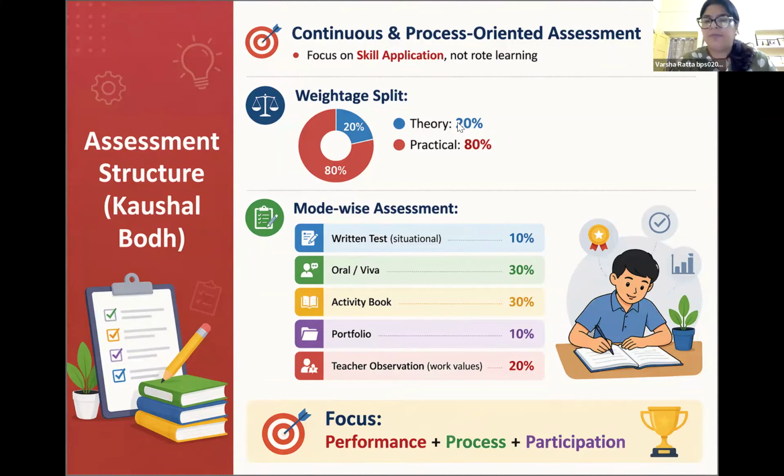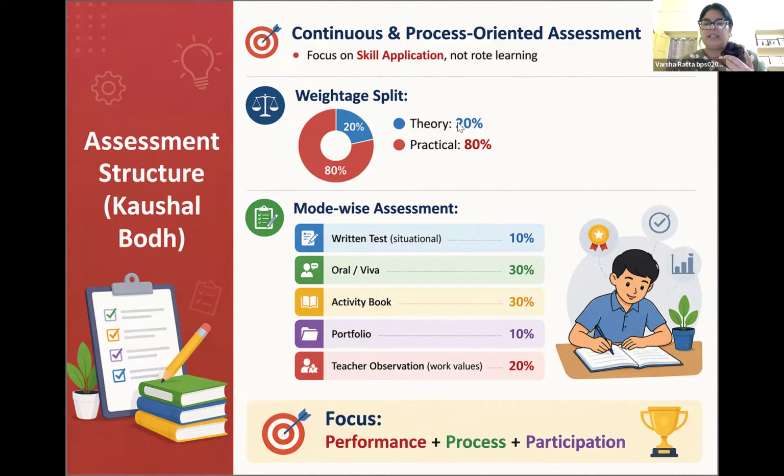Oral and Viva will be 30%. Activity book, obviously there's a book. So usko karne ka kaam bhi 30%. Portfolio, the project that the child is creating, 10%. And your observation, that is work value, whether the child's behavior has changed after learning it or not. How does he behave in the community or not? This is to be adjudged in 20%.